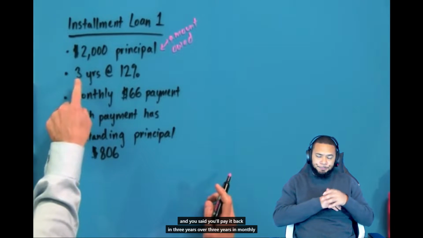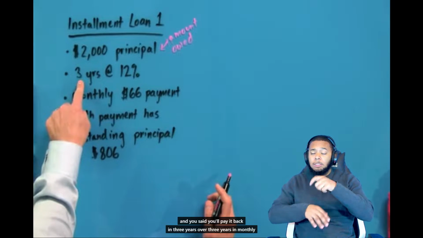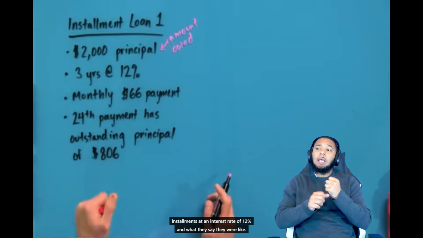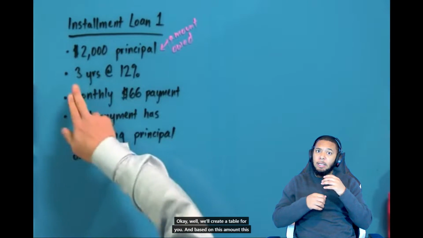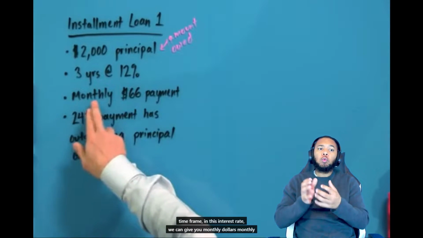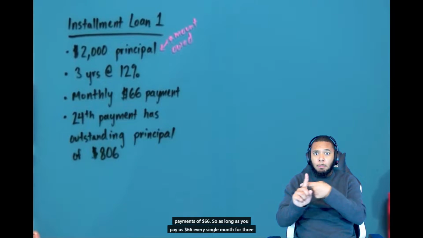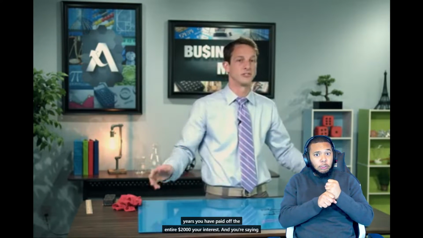And you said you'll pay it back over 3 years in monthly installments at an interest rate of 12%. And what they say is, okay, we'll create a table for you, and based on this amount, this time frame, and this interest rate, we can give you monthly payments of $66. So as long as you pay us $66 every single month for 3 years, you'll have paid off the entire $2,000 and your interest.